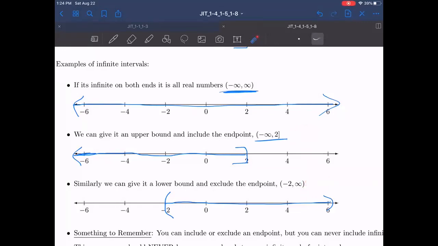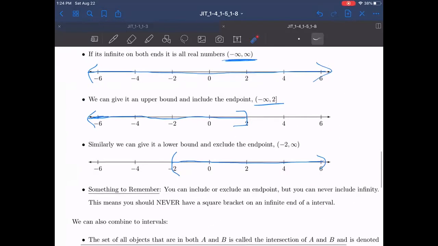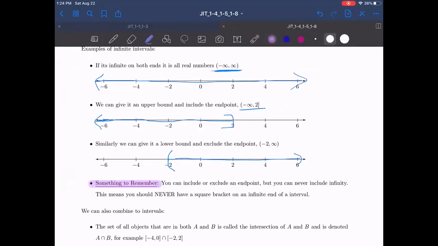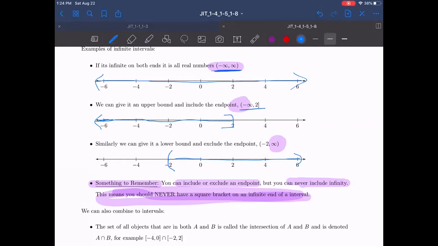It just depends. Now, something to remember. You can include or exclude an endpoint, but you can never include infinity. What this means in terms of your notation is that you should never, absolutely never, have a square bracket on the infinite end of an interval. If you see here, none of these on the infinity side have a square bracket. That's because infinity is a concept, it's just not an actual number. And we can only include actual numbers. So just don't ever put a square bracket there.